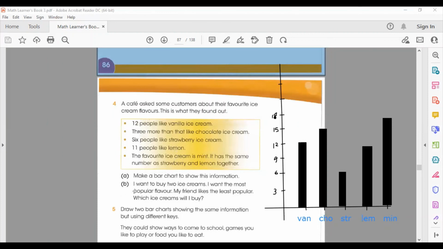Question 4 part B. I want to buy 2 ice creams. I want the most popular ice cream flavor, which is mint, so we can write mint. My friend liked the least popular, so least popular is strawberry. So you can write here, mint and strawberry. Mint, most popular, and strawberry, least popular.